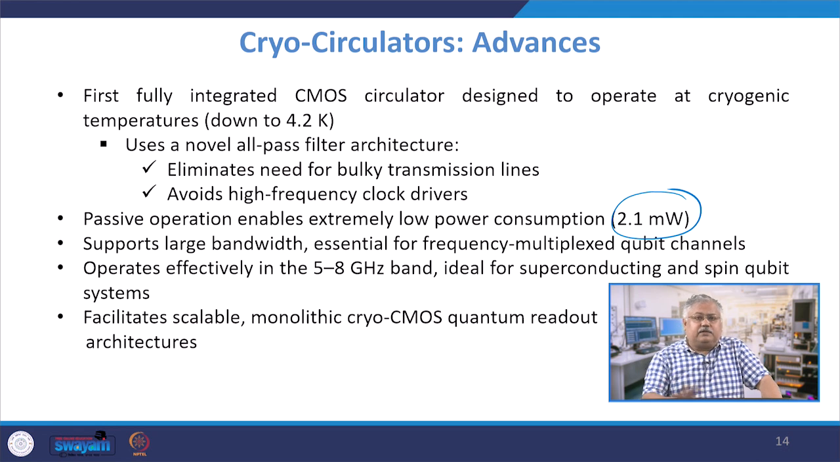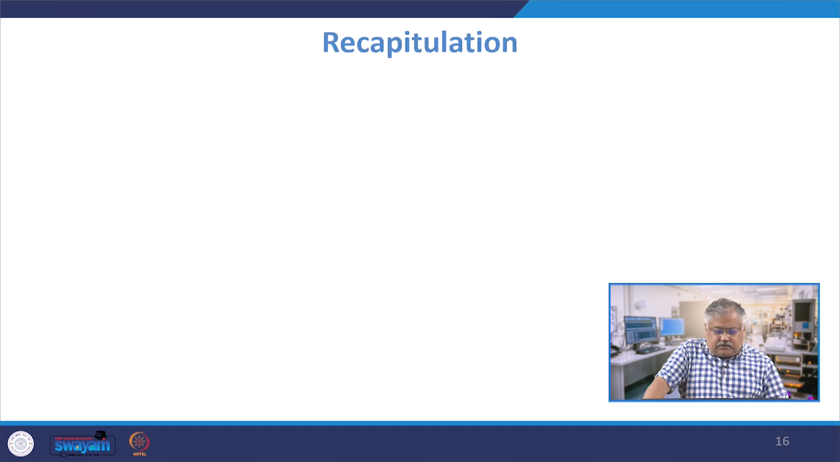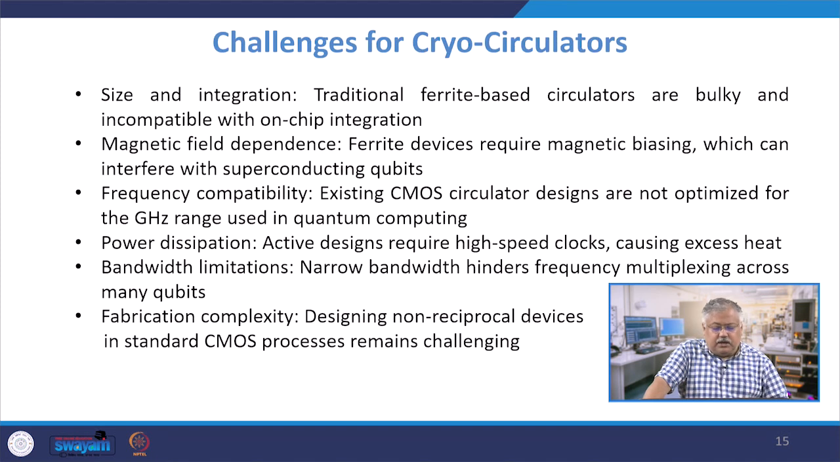The current advance in the silicon CMOS process is that they have low power, operate at 5 to 8 gigahertz, operate very easily at 4.2 Kelvin, and eliminate the transmission line as well as high frequency clock drivers. I have already discussed the challenges for cryo-circulators. Obviously, size and integration is the major challenge. Then similarly, magnetic field dependency is there for the cryo devices. Frequency compatibility is a major issue, because you do not operate at 5 to 8, you operate at GSM. Power dissipation is very high, and you have fabrication complexity because of the non-reciprocal device in standard CMOS processes. That is a basic major challenge.